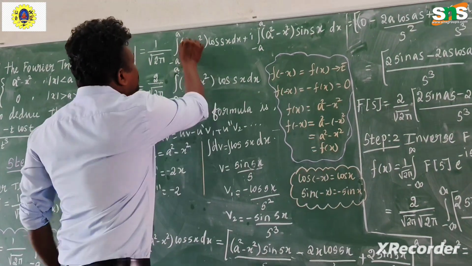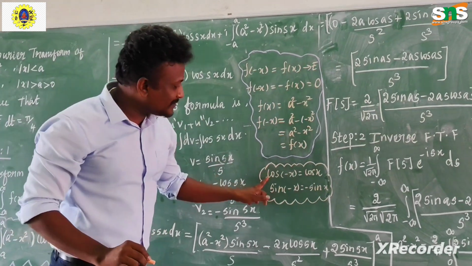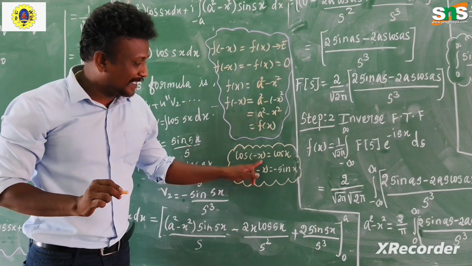So the first function is even. Let's come to the second function, cos sx. In cos sx, what do you have to do? You need to add a minus before this x. So cos of minus theta is what?